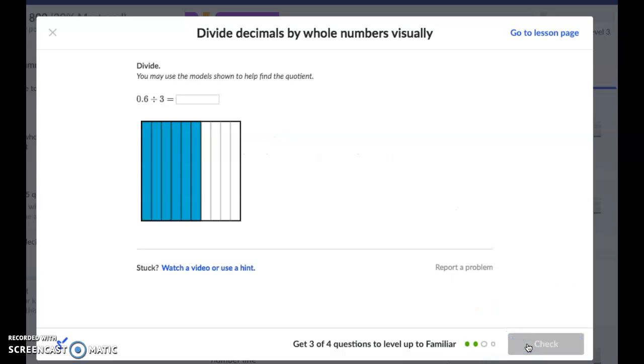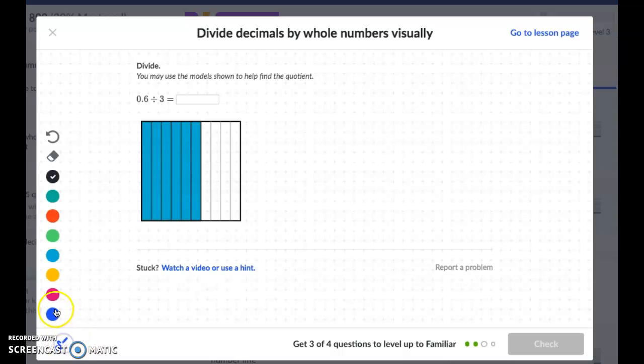0.6 divided into 3. So here we have 6/10 shaded in. If I split that into 3, that would be one chunk, that would be another chunk, and that would be another chunk. So if I took that 0.6 and divided it into 3 different pieces, each piece would be 0.2.